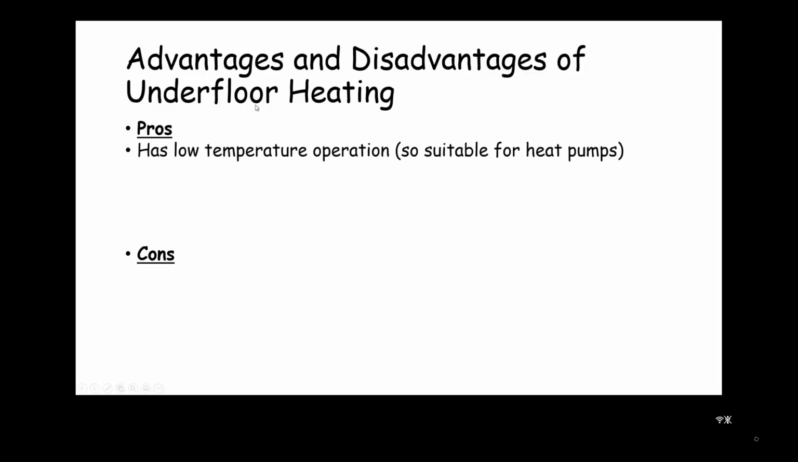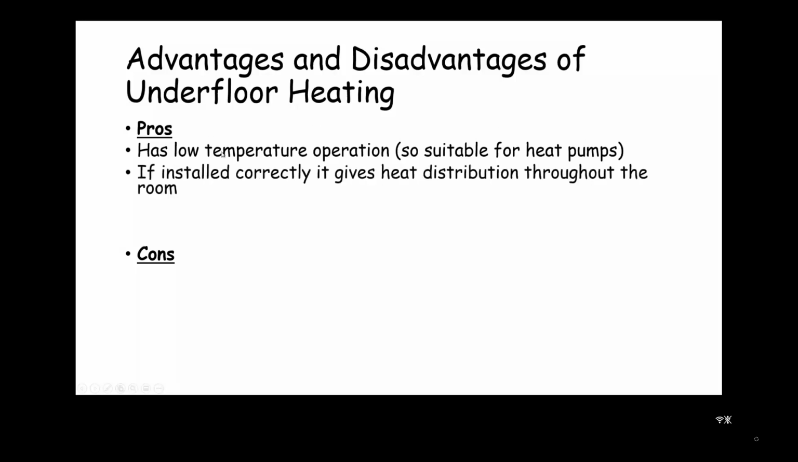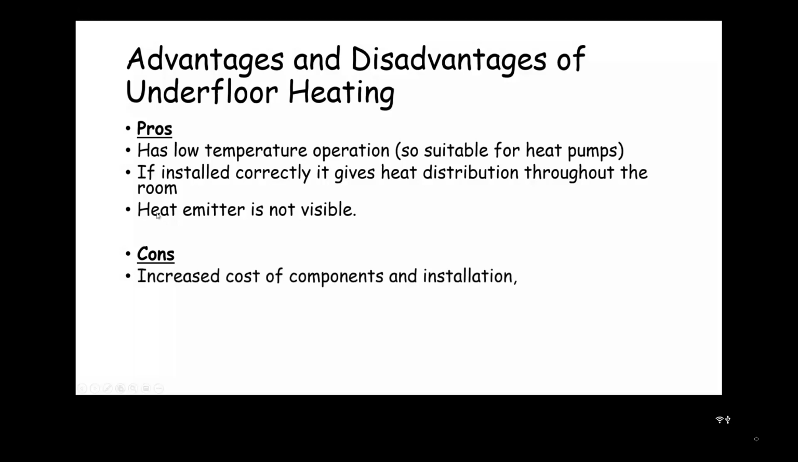So pros and cons: it's got low temperature operation, which is suitable for heat pumps. It can also mean that the boiler is most likely to be working in condensing mode as well, which potentially means if it was used with a condensing boiler, it would work quite efficiently. It would give even heat distribution throughout the room, and there's no visible heat emitters as well. Big con is the cost. The cost of an installation can be quite high, and also the hassle factor for installation, particularly in existing properties as well.